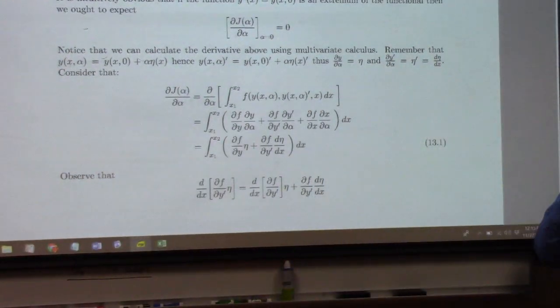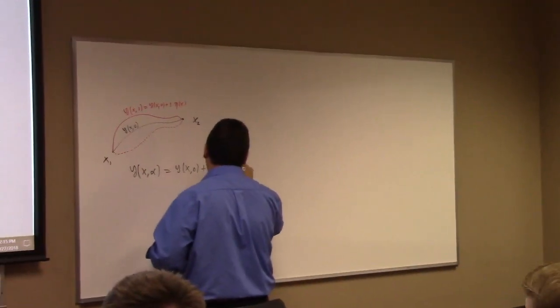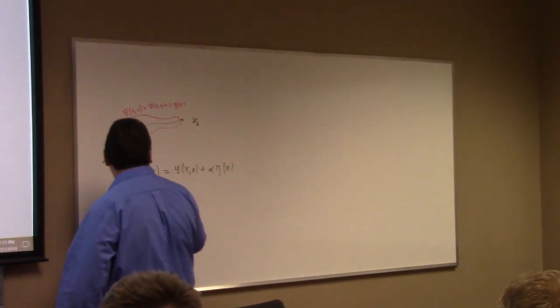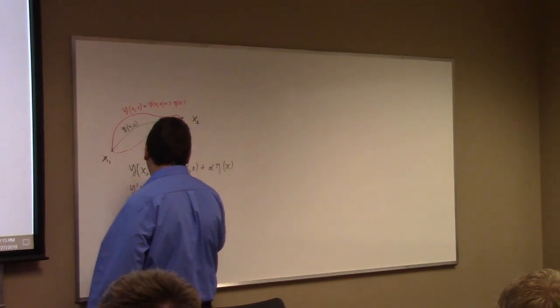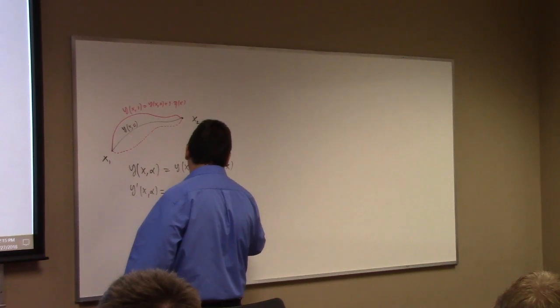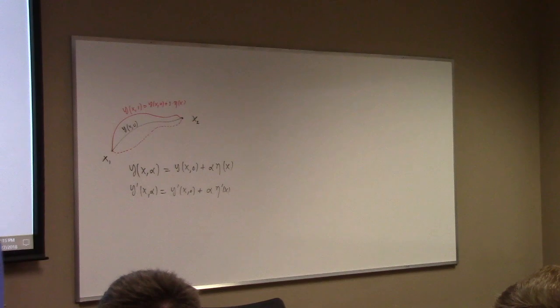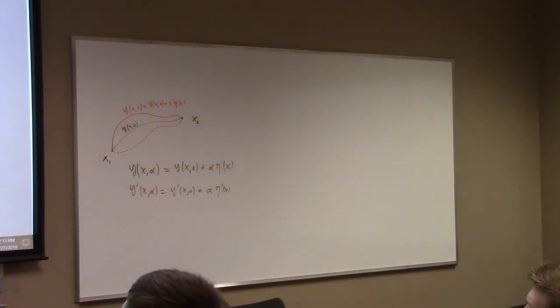And for y prime, partial alpha, you can see from the formula, which I should write here. It's right here. y of x comma alpha is y of x0 plus alpha eta of x. So y prime of x alpha would be y prime of x0 plus alpha eta prime of x. That prime is an x derivative. And so for that reason, partial y prime partial alpha is just eta prime. And partial y partial alpha, well, that's just straight up eta. And then we've got this.